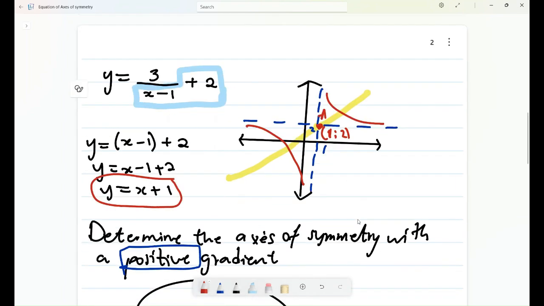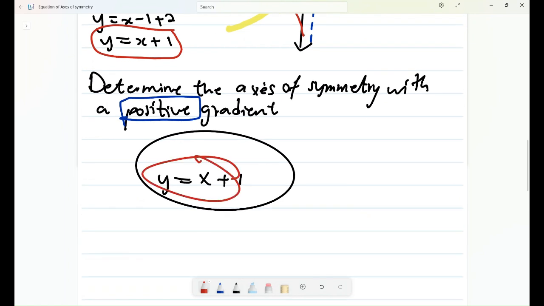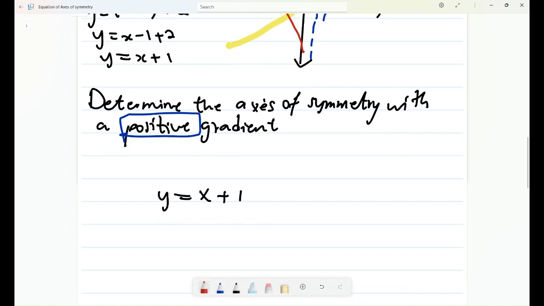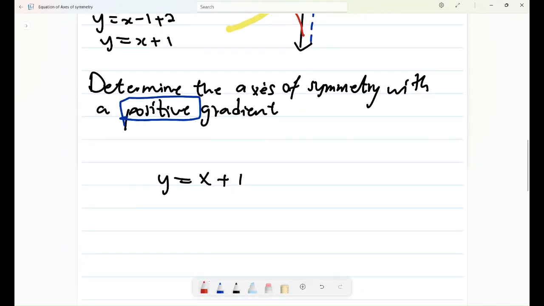Easy math. The answer is the same. y is equal to x plus 1. All right? Now, let's say the examiner said we have proven this again is the same.